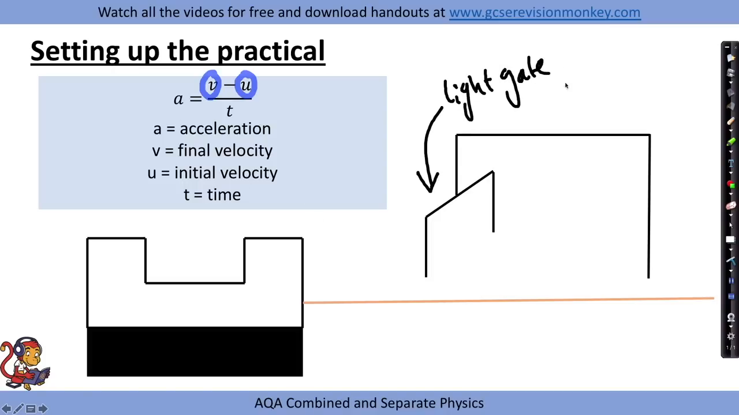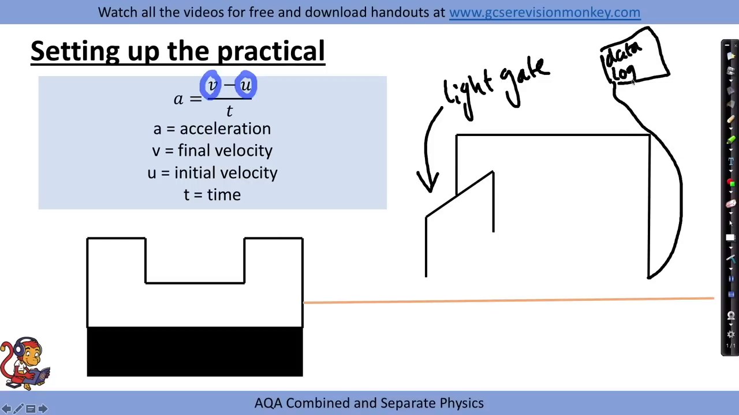a light gate, and our light gate is attached to a data logger, which is then attached to a computer, so it can record the acceleration for us automatically. In our practical, we have an object like a trolley which is pulled along by a piece of string.